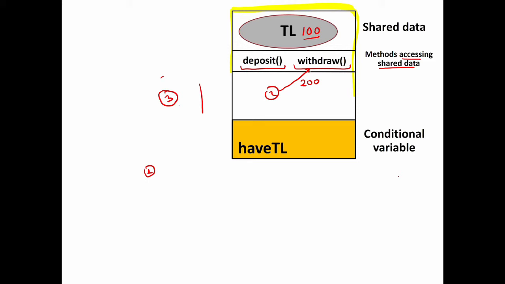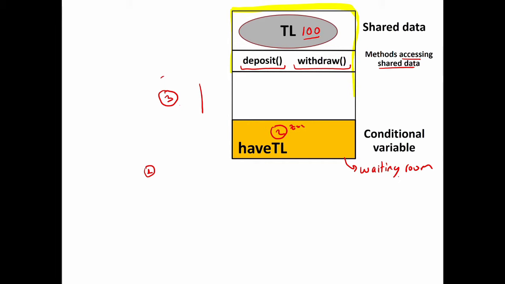So what we will do is, thread 2 cannot complete its job. So it will then move into this waiting room, which we call a conditional variable. We can say that this is the waiting room. So number 2 moves in here and then starts sleeping.